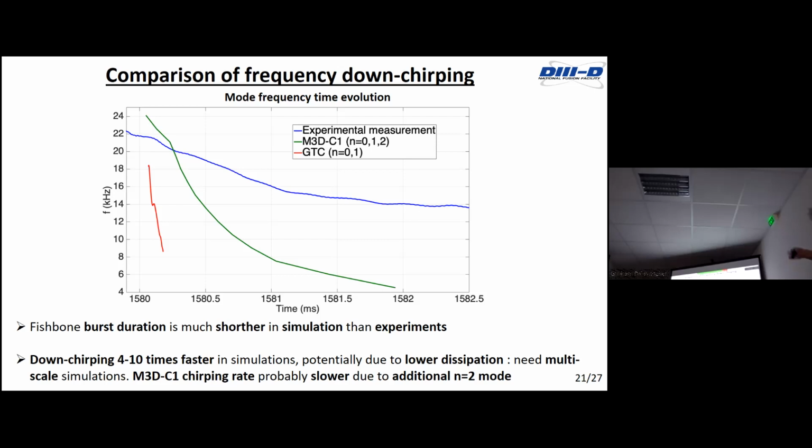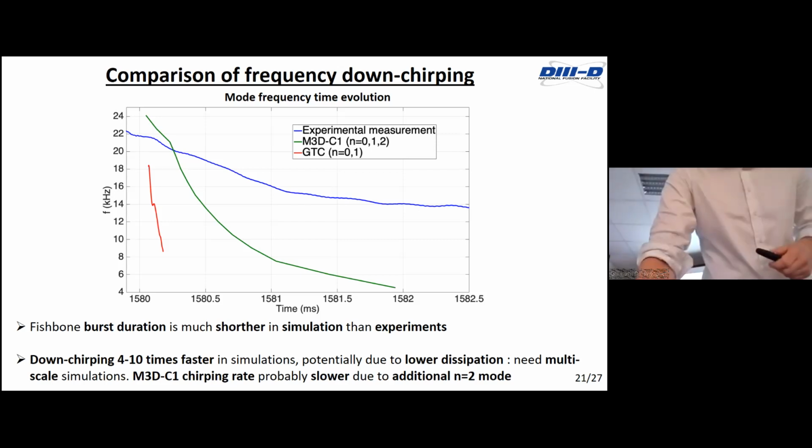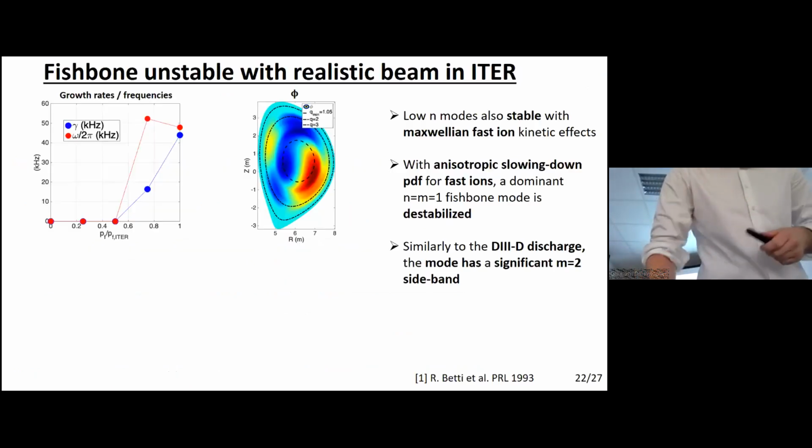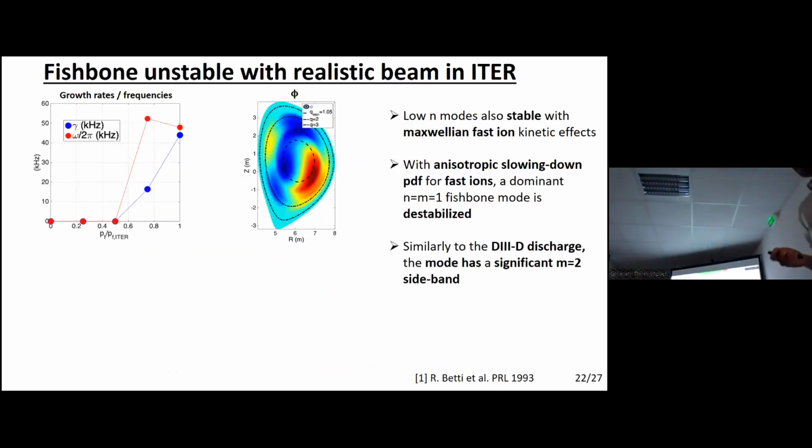So now that the validation has been done for GTC in the non-linear phase, we look at the prediction for the EP transport in ITER. Starting with the linear stability of the case that was given to us. Similar to the DIII-D case, when we use a Maxwellian distribution for fast ions, the modes are stable. But as soon as we use a realistic beam for fast ions, we trigger the fishbone mode past a given threshold in beta for fast ions.